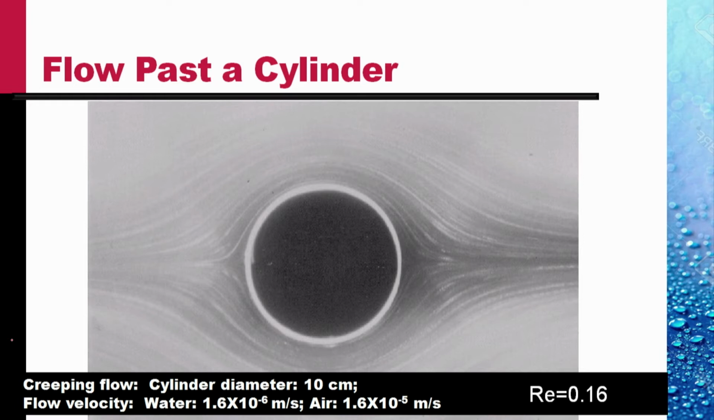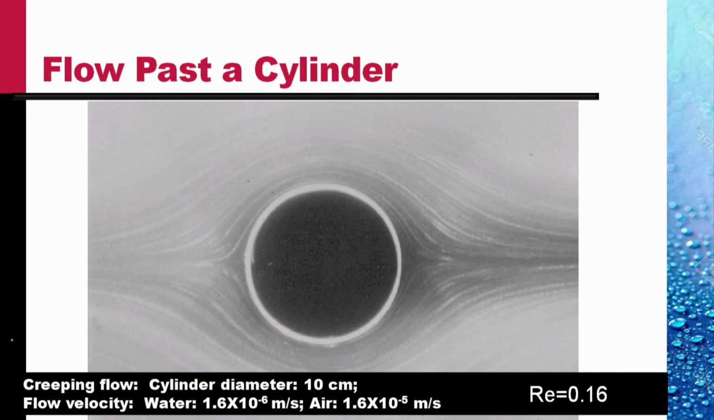At a very low speed of fluid, for water, a speed as low as 1.6 times 10 to the minus 6 meters per second, that is 1.6 micrometers per second, when the cylinder diameter is 10 centimeters, the flow is symmetrical. You would notice there is very little asymmetry in the flow, left, right, forward and backward.